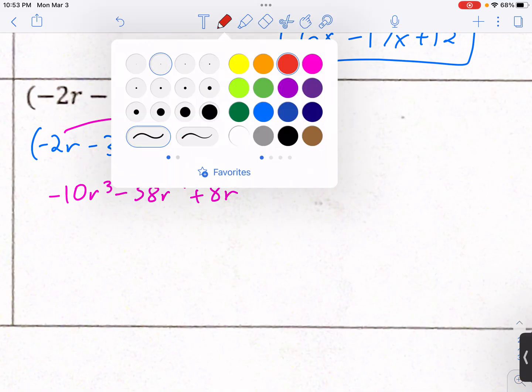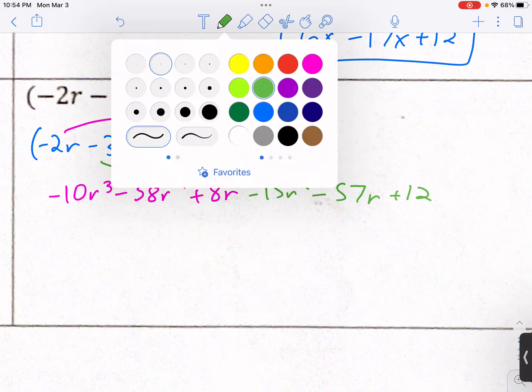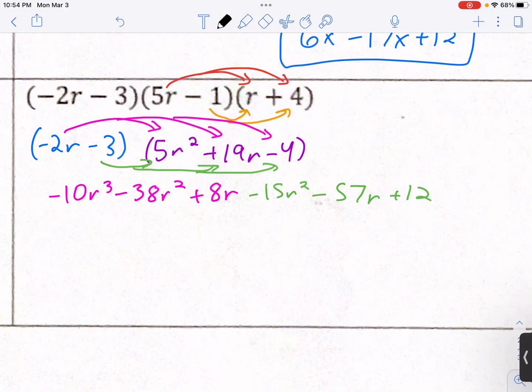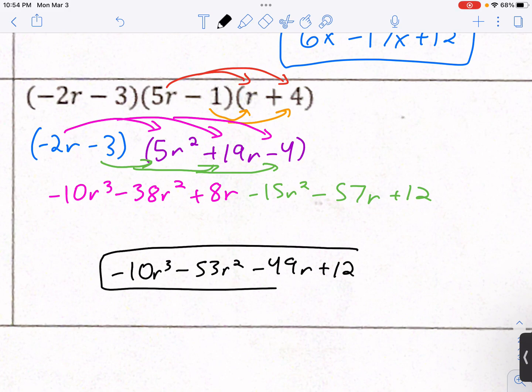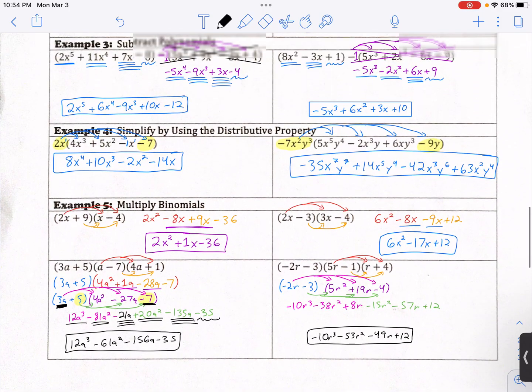Okay. Then for our next color, we'll do green. After that, we'll multiply that by negative 3. And then for this one, you should get negative 15r squared minus 57r plus 12. And then from there, we're just going to combine our like terms. And then you should get negative 10r cubed minus 53r squared minus 49r plus 12. Alright, so that's what you should get for these ones.